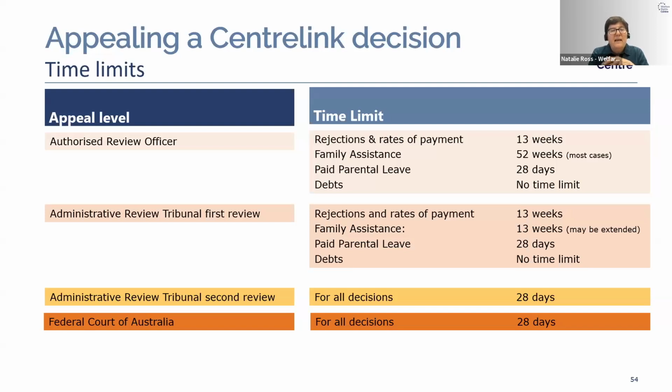There are some time limits, and the time limits relate to whether you can get back pay if your appeal is ultimately successful. If you're asking for a review of a decision to reject your claim for a payment or to cancel your payment, it's important to ask for this review by the authorised review officer within 13 weeks, so that if the review is ultimately successful, you can get back pay for the payments you missed out on.